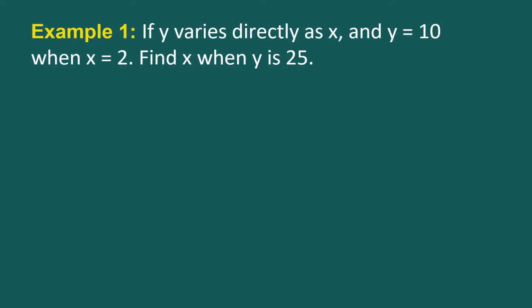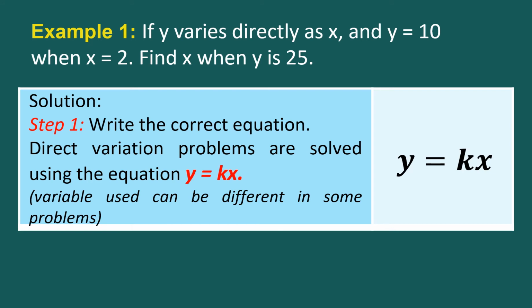If y varies directly as x and y equals 10 when x equals 2, find x when y is 25. Again, our step 1, write the correct equation. Remember that direct variation problems are solved using y equals kx. In our example, y varies directly as x. Therefore, our equation is y equals kx. Please take note that variables used can be different in some problems.